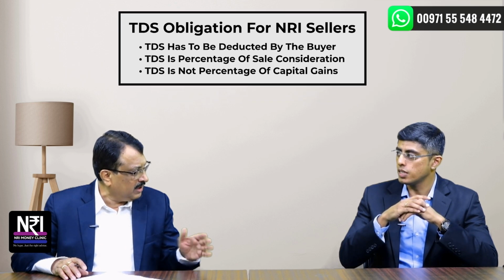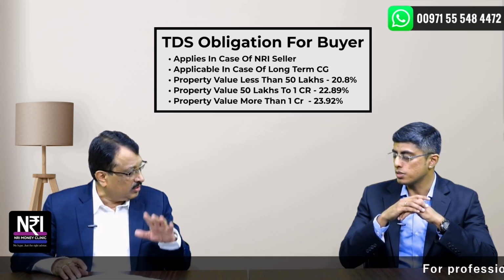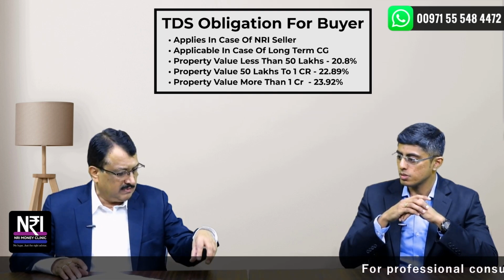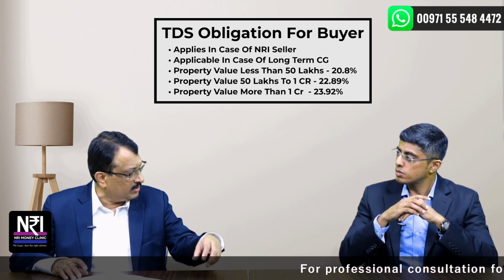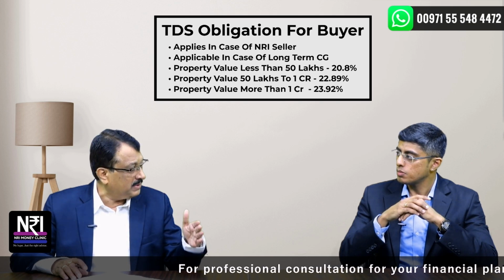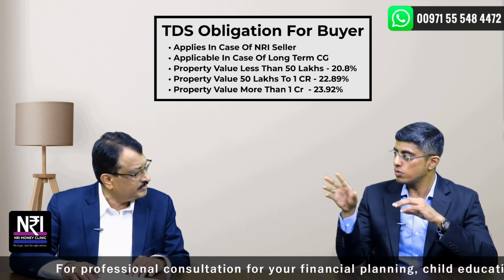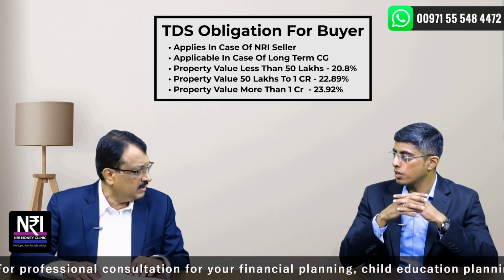And this 20.98% is not based on the capital gains which have resulted, but on the sale consideration. If you have sold it for 1 crore, whether there are capital gains or not, or it could be just 20 lakhs of capital gains, the TDS has to be 20% plus surcharge based on the sale consideration. Yes, on the 1 crore, he has to deduct 20 lakhs or something like that.